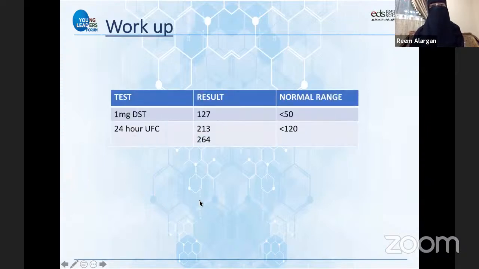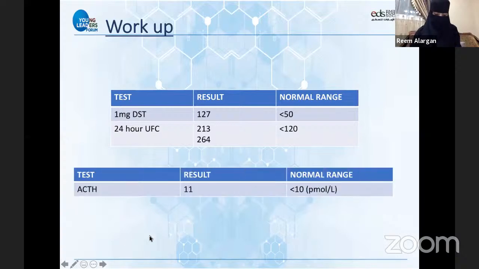So she had both a 1 mg dexamethasone suppression test and a 24-hour urinary free cortisol. The 1 mg dexamethasone suppression test did not suppress. The normal response should be less than 50. She had 127. The 24-hour urinary free cortisol was done twice, and both were elevated, in the range of 1.5 to 2 times the upper limit of normal. And as a second step, ACTH level was done, and it was 11. The normal range is less than 10 picomol per liter.